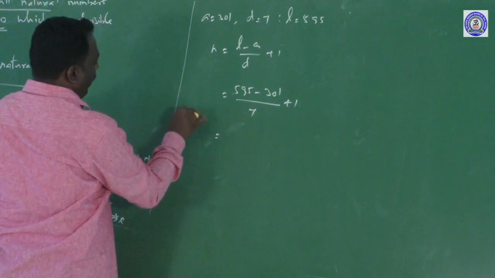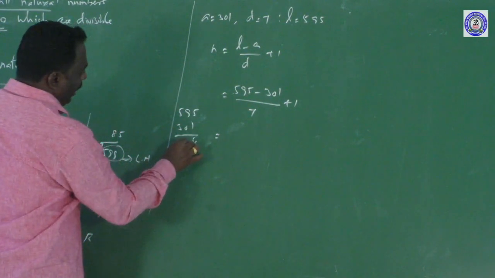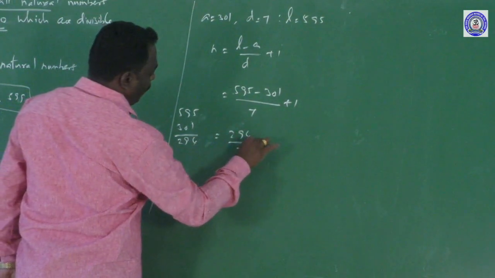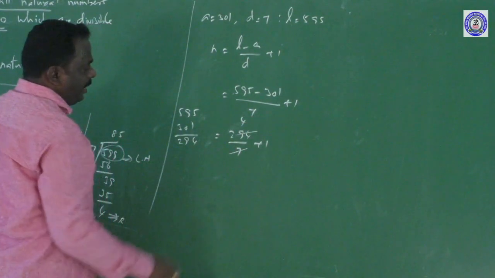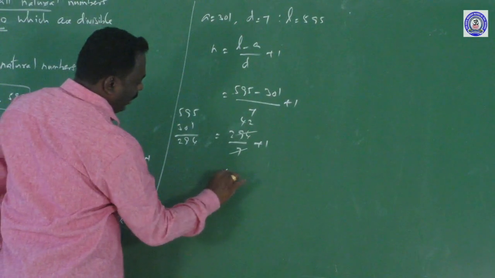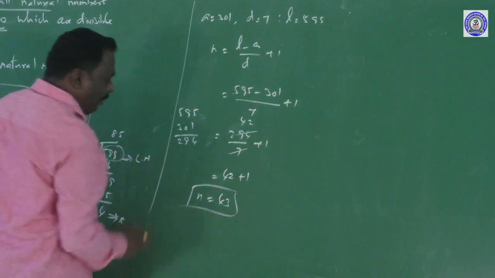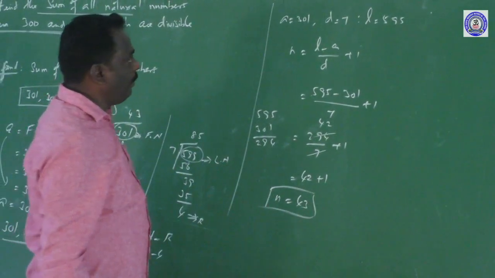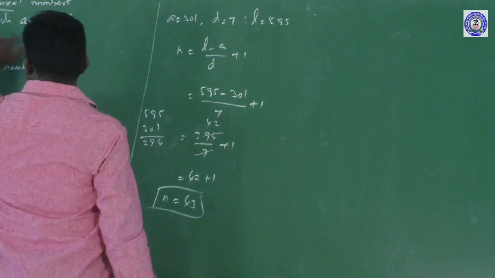Subtracting 595 minus 301 gives 294, so 294 divided by 7 plus 1. 7 times 42 is 294, so 42 plus 1 equals 43 terms. The number of terms is 43. Now find the sum of the terms. We want the sum of all the natural numbers which are divisible by 7.